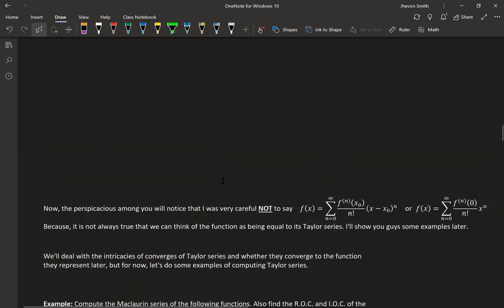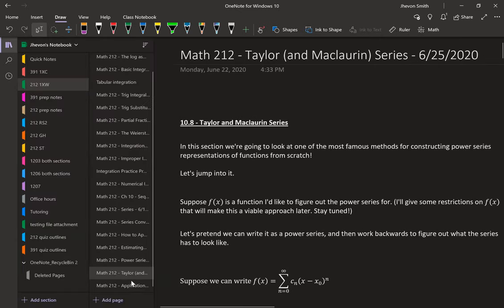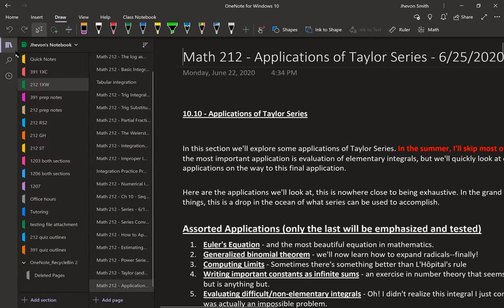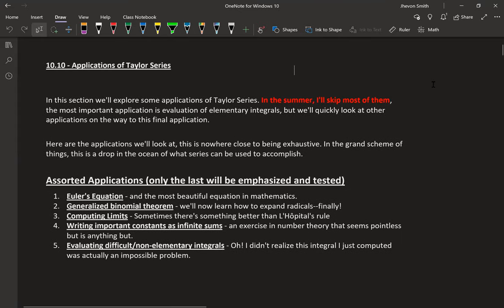And that kind of ends what we wanted to cover in 10.8. So like I said, 10.9 is going to talk about the convergence of Taylor series. When they converge, what do they converge to? And when does their convergence represent the function that started them? But that's a lot of theoretical mumbo jumbo. So we're actually going to jump into some applications.